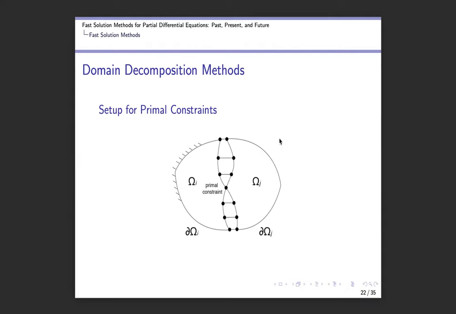And in order to obtain an efficient method, the selection of these primal constraints and the balancing, which means the scaling between these two interfaces, are quite important. They make the difference, okay?